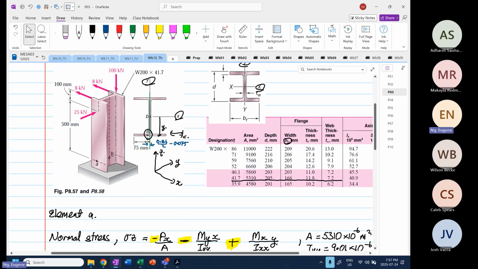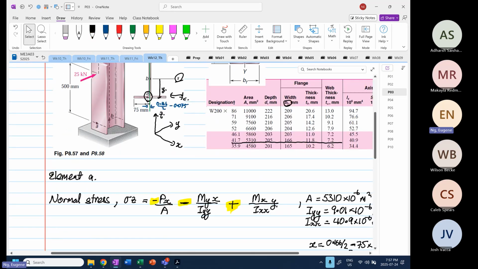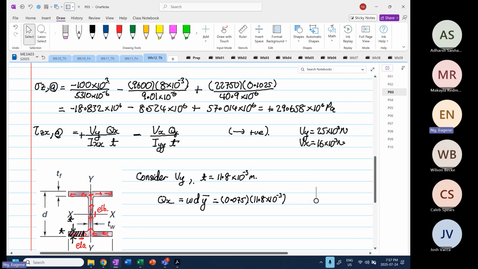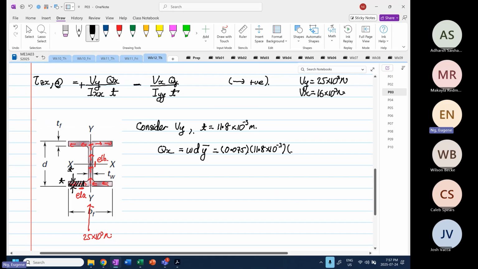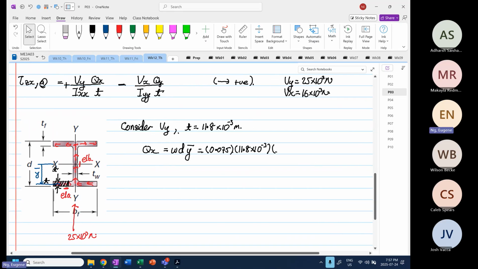The depth is going to be the thickness of the flange, which is Tf over here, equal to 11.8 times 10 to the power minus 3. And then the y bar. I'm going to sketch over here. So this is our y bar, up to this center over here. So it's d divided by 2.